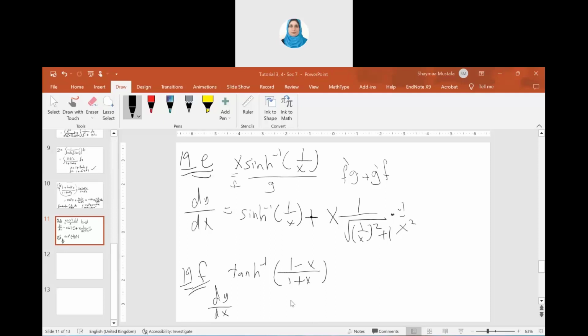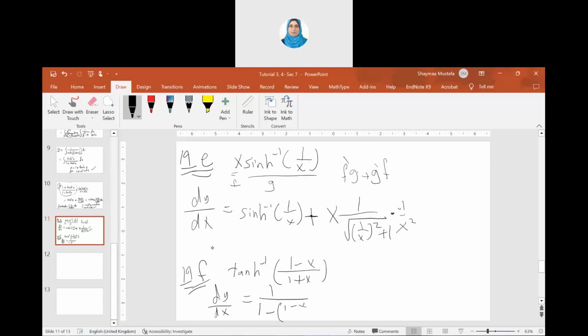The derivative of tan inverse u is 1 over 1 plus u square, so 1 over 1 plus (1 minus x over 1 plus x) square, times the derivative of this one, which is (1 plus x) times the derivative of 1 minus x, which is minus 1, minus (1 minus x) times the derivative of 1 plus x, which is 1. So you can simplify or you can keep it.